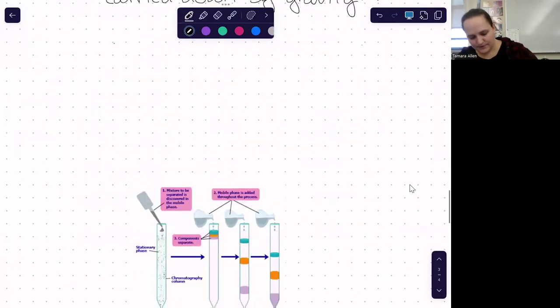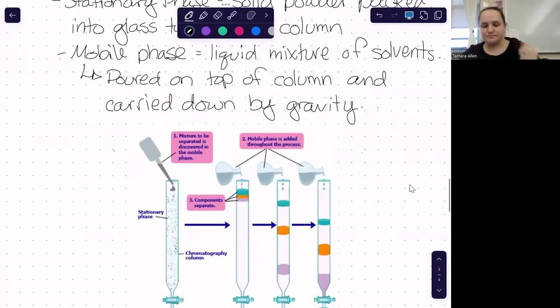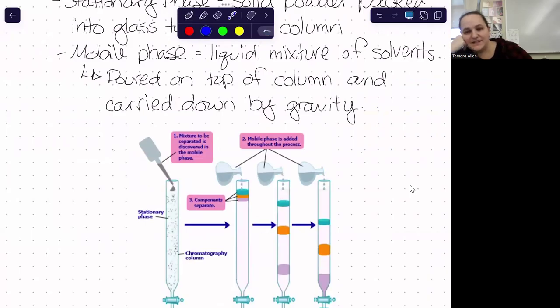So, third and final diagram here. Again, we kind of have a series of images that are a progression through time. We have our empty column on the left that does not have the mixture in it yet. This is just showing you the stationary phase is packed in here, some kind of granular powder. The mixture to be separated is put in the top. And then each of these represents mobile phase having been poured in the top and stuff starting to travel down. So more and more time having passed and more of the solution having passed through the column.